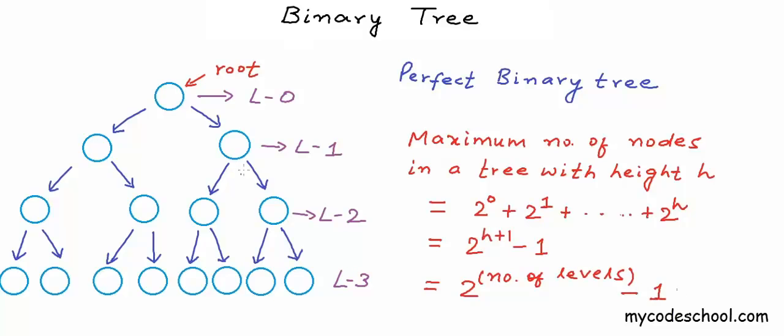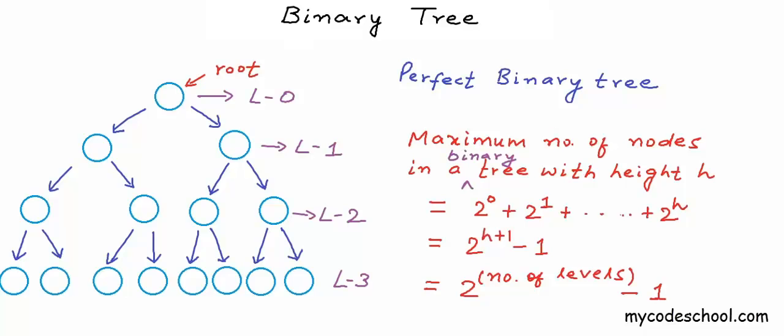In this tree, number of levels is 4. We have L0 till L3. So number of nodes, maximum number of nodes will be 2 to the power 4 minus 1, which is 15. So a perfect binary tree will have maximum number of nodes possible for a height because all levels will be completely filled. Well, I should say maximum number of nodes in a binary tree with height h.